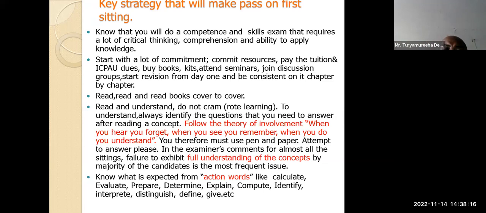Start with a lot of commitment. Commit resources. Pay the tuition, the ICPAU dues, buy books, kits, attend seminars like this one, join discussion groups, start revision from day one and be consistent on it. Every time you complete the chapter, look for the questions related to that in the past papers. Don't start saying that we have just started on one page. Check whether there is a definition that you can find in the papers, and you answer that.